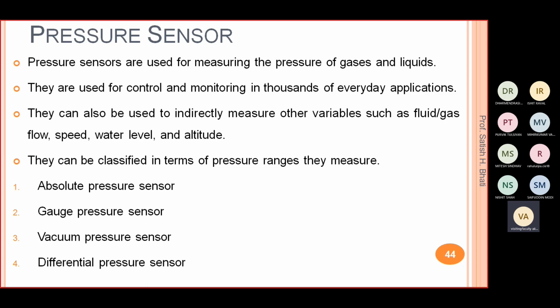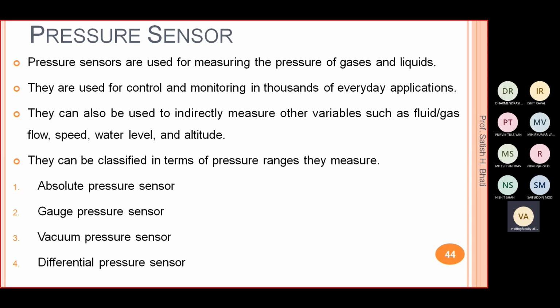Differential means the difference. So this kind of sensor will have two ends, and at each end you will have some pressure, so it will give the difference between those two pressures. Absolute pressure sensors will give you the pressure with respect to the vacuum, or zero pressure. Gauge pressure sensors will give you the value of pressure with respect to the atmospheric pressure. Generally, these absolute and gauge pressure sensors are also a kind of differential pressure sensor.